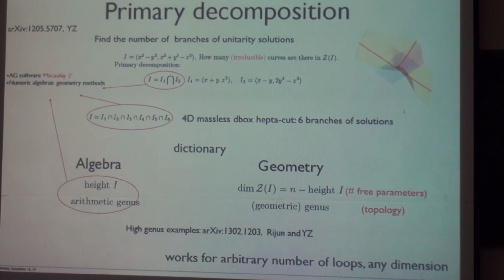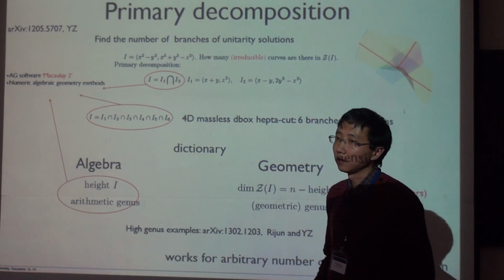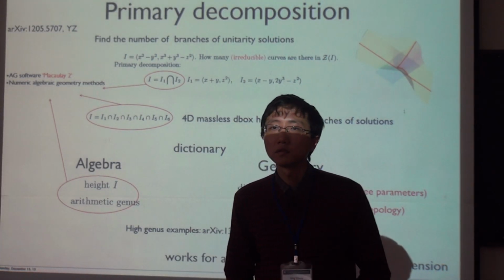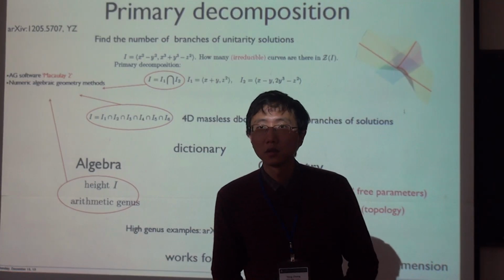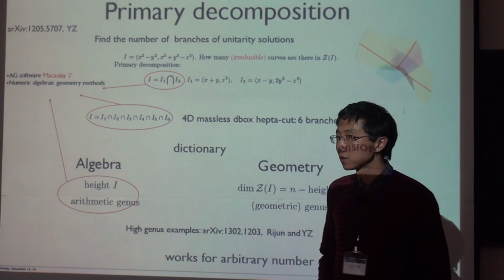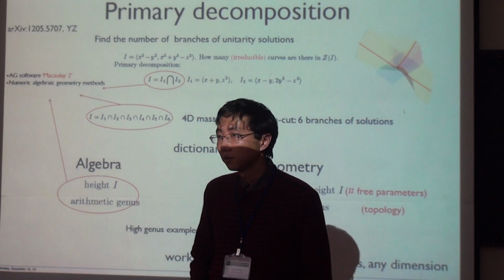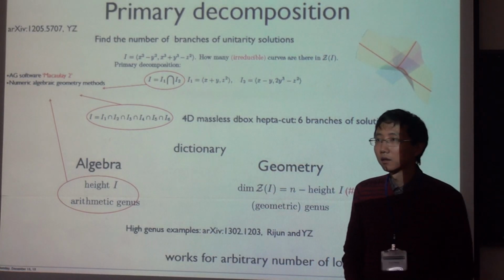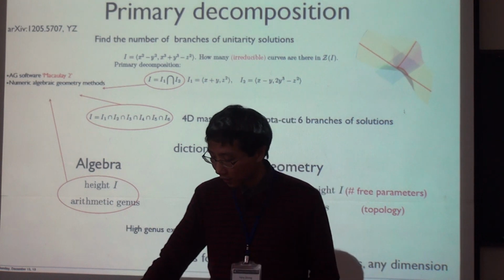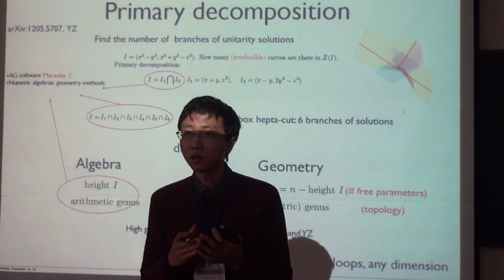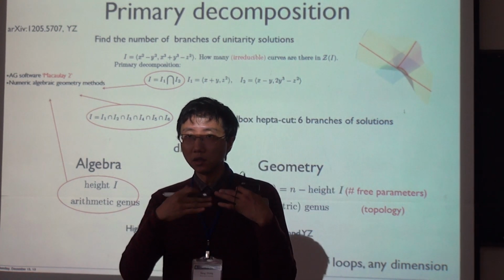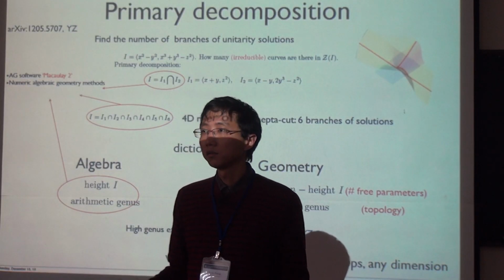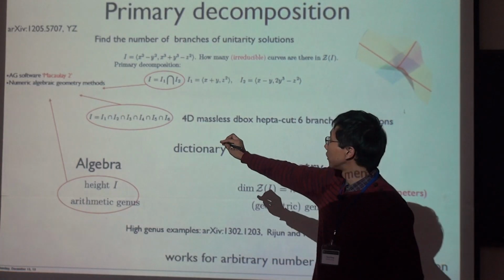So the final thing is, I said that if you really try to solve this kind of category system, there are 6 different branches of solutions. It's quite complicated, but mathematically it's something called primary decomposition. That is, you try to solve a set of algebraic equations, and the question is how many independent components do you have? This can be done in an algebraic way.